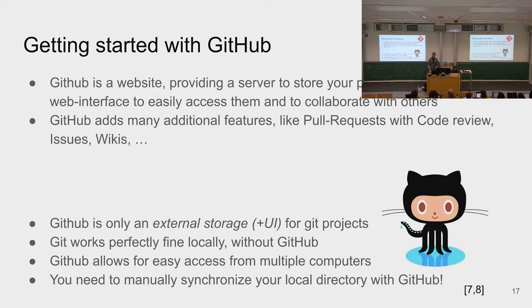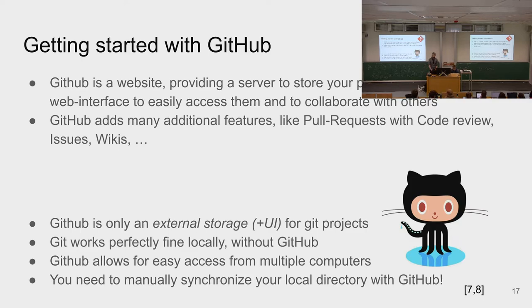You can make them have code reviews, for example, such that people don't just add new code, but someone has to look over it. GitHub has issues for big open source projects, so that people can demand features or tell about bugs. GitHub has wikis and so on. But like I said, GitHub itself is an external storage plus a nice user interface for Git projects, and Git works perfectly fine without GitHub.